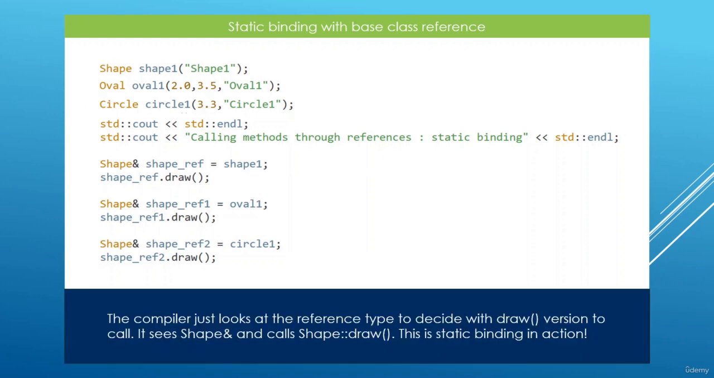This is what we want. But again, the compiler is just going to look at the type of the reference. So for the first line here, it's going to say I have a shape reference, so I am going to call the shape draw method. That's what we're going to get here. On the second line here, it's going to say, I have a shape reference, so I will call the draw method of the shape class. That's what we're going to see here by default. And on this line here, it is going to say I have a shape reference, so I am going to call the draw method on the shape class. And this is the behavior we get by default. And this is static binding in action.